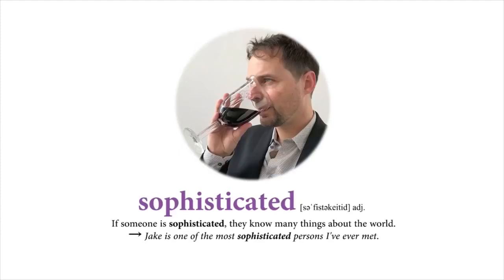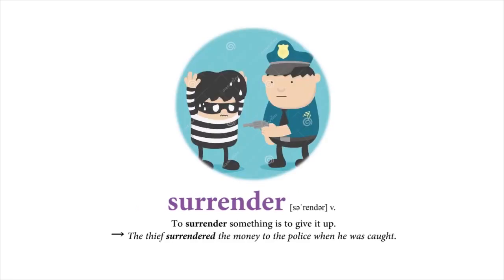Sophisticated. If someone is sophisticated, they know many things about the world. Jake is one of the most sophisticated persons I've ever met. Surrender. To surrender something is to give it up. The thief surrendered the money to the police when he was caught.